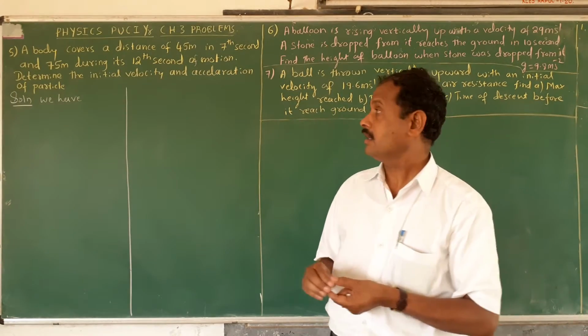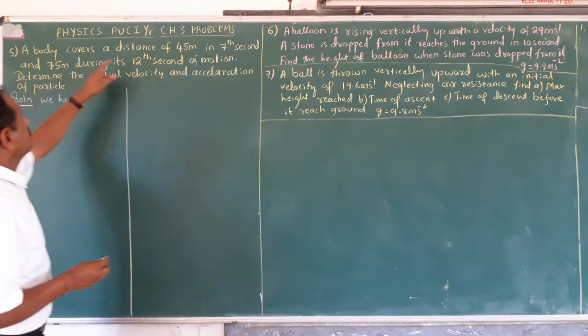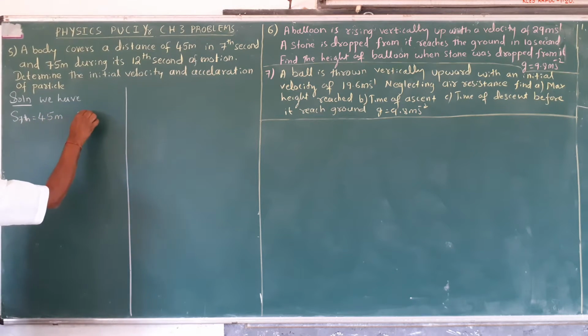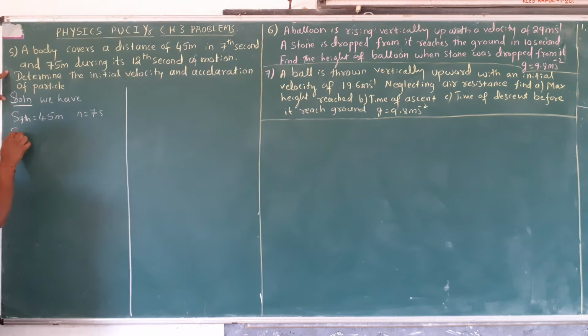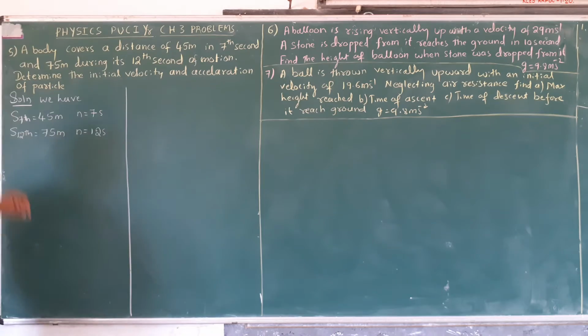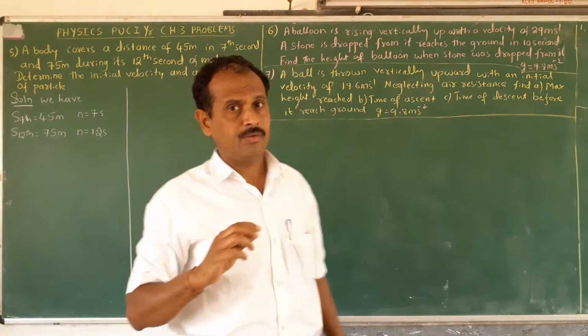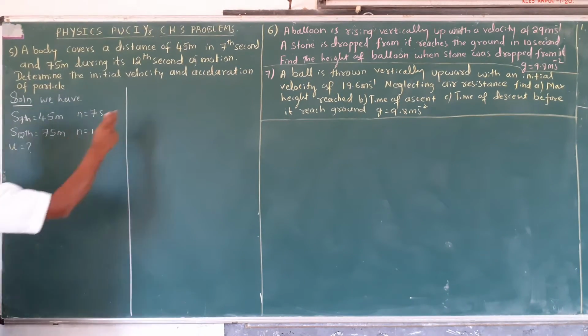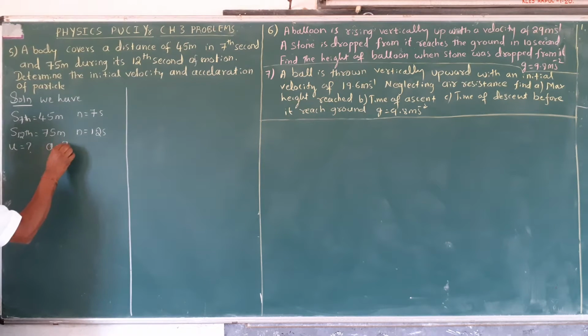Here it asks to determine. Now what are the given data? Write down. Distance of 45 meter in 7th second, S7 is equal to 45 meter. Here n is equal to 7 second. And S12 is equal to 75 meter, n is equal to 12 second. This is given. What is asked here? Initial velocity u and acceleration. Acceleration of the particle is asked.